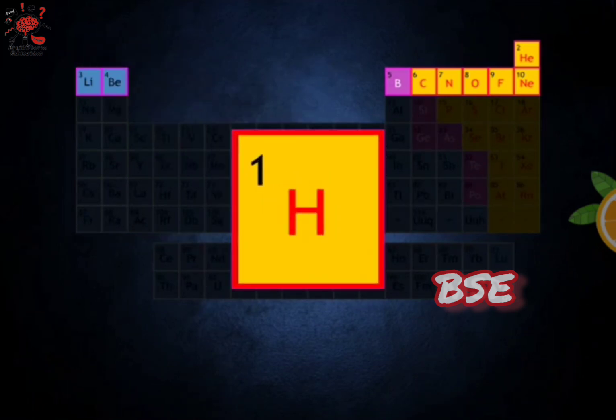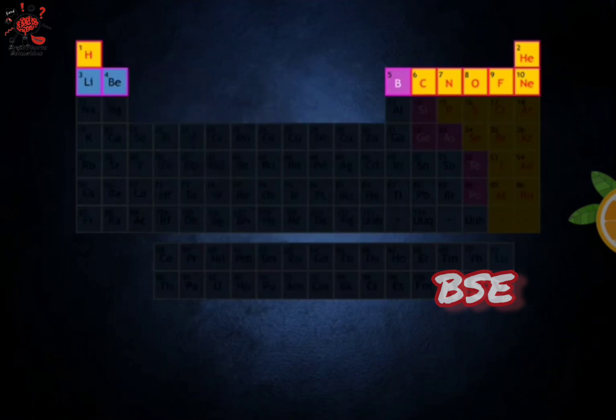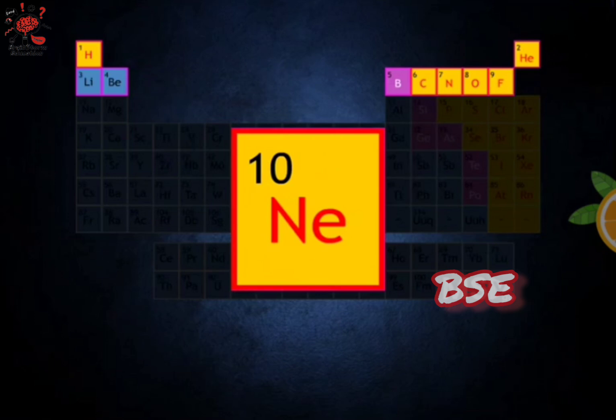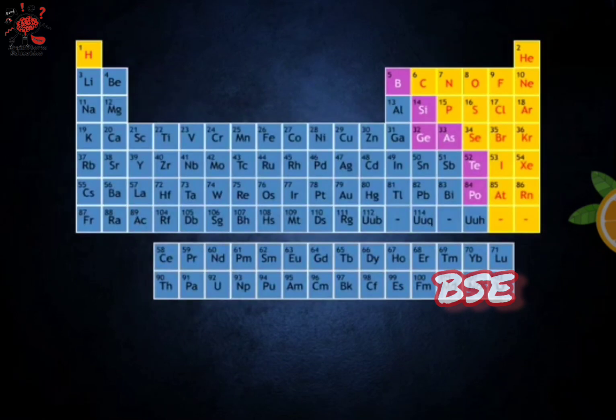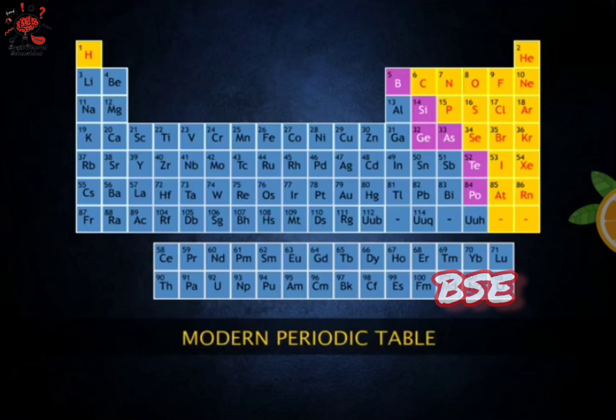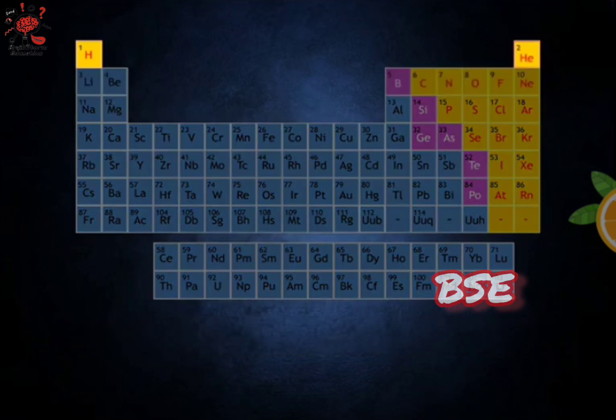Hydrogen has atomic number 1 and neon has atomic number 10. Elements, when arranged in order of increasing atomic number, lead us to the classification known as the modern periodic table. By arranging elements in this way, scientists were able to pick out patterns, and the properties of other elements could be predicted with precision.